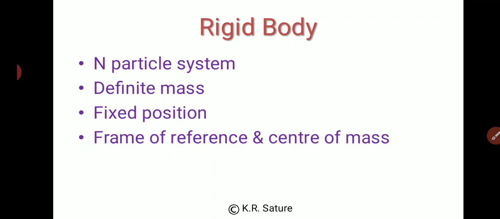So there are some characteristics of a rigid body. First of all, obviously it is made up of particles, so it must have mass. So a rigid body has mass, it has definite volume, and it has definite position. So that is the rigid body.